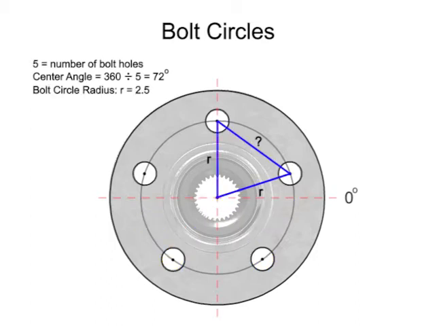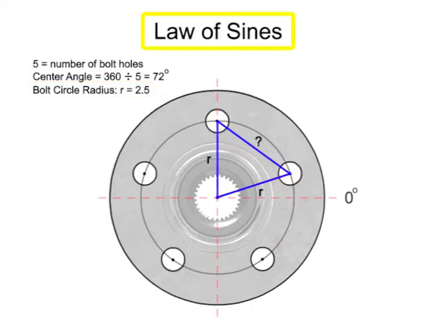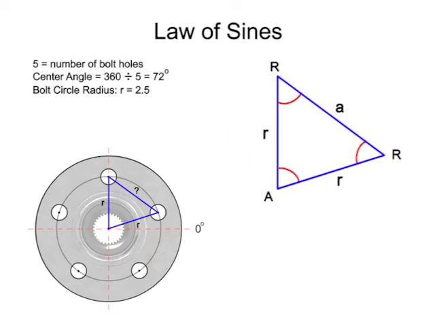If the radius of the bolt circle and the interior angle between 2 adjacent bolts is known, then the distance between each bolt can be calculated using the law of sines. If we look closely at the 2 adjacent bolts, we can see that they form a triangle with the center. We already know the center angle. It's 360 divided by the total number of bolts, 5, which equals 72.